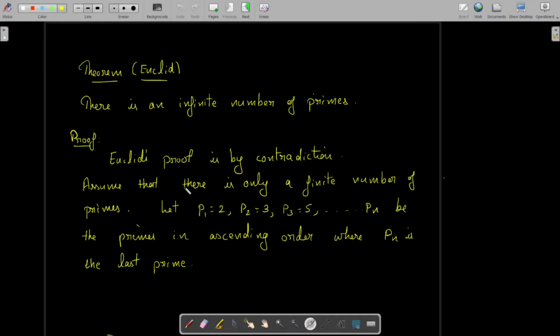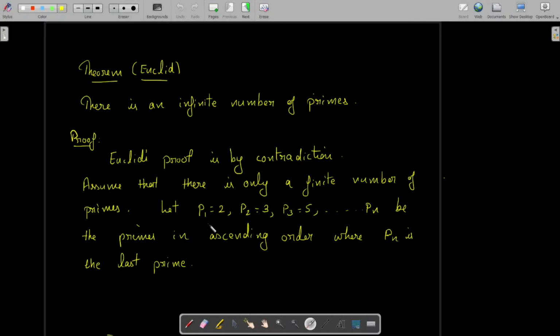Today's class we will study some properties of prime numbers. We start with Euclid's theorem, which states that there is an infinite number of prime numbers. Euclid gave the proof by the method of contradiction. So we assume that the result is not true, that is, there is only a finite number of primes.